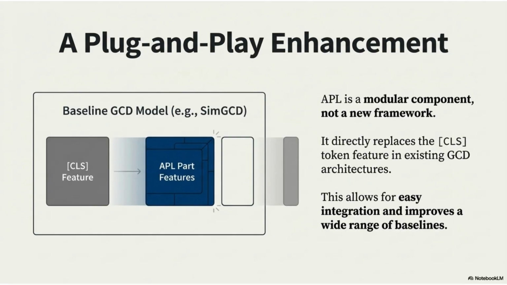From an engineering perspective, we designed APL to be a plug-and-play enhancement. This is not a rigid new architecture. It is a modular block that replaces the final feature extraction layer of existing GCD frameworks like SimGCD or SPTNet. You simply remove the CLS token feature and plug in our concatenated APL part features. This allows us to instantly boost the performance of various state-of-the-art baselines with minimal code changes.